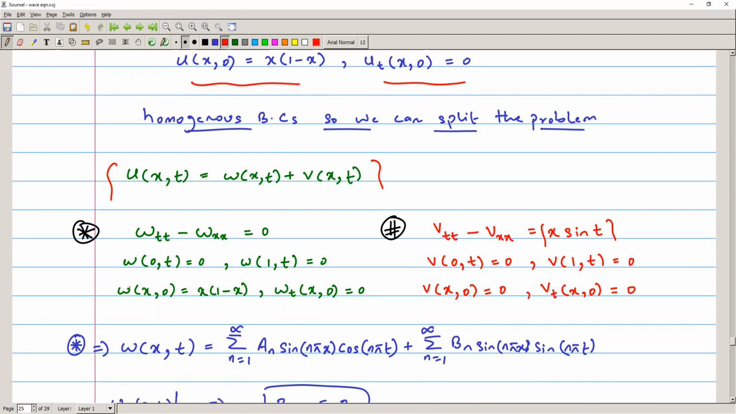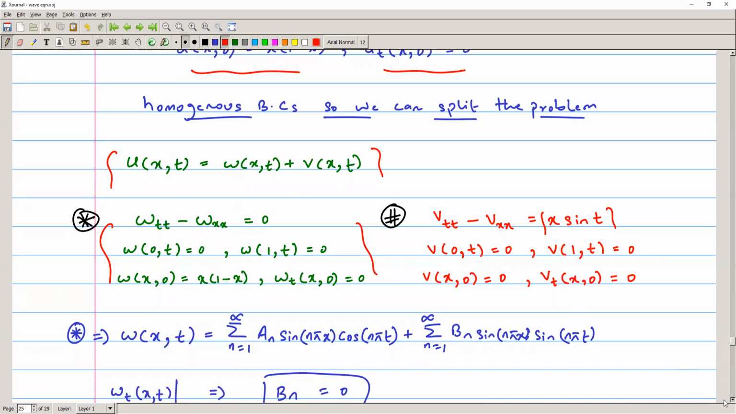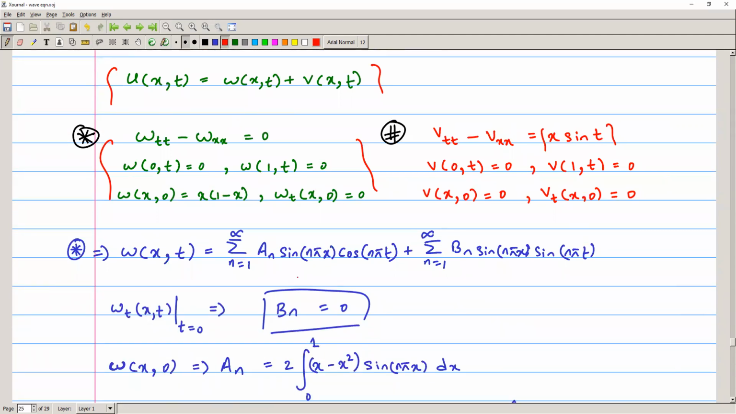So for this equation, we named it as static. For static, we know that the general solution will be a_n sine n pi x times cosine n pi t plus b_n sine n pi x times sine n pi t, summed over n. From here we can apply the initial conditions to find a_n and b_n.